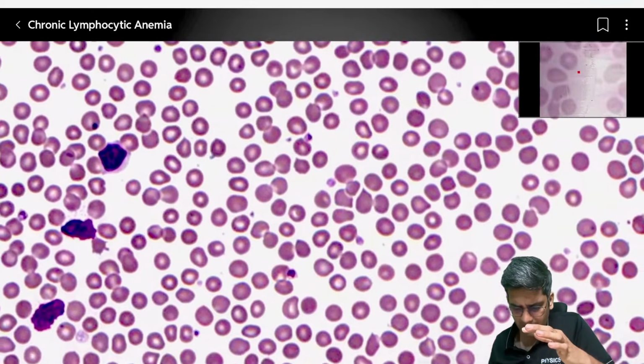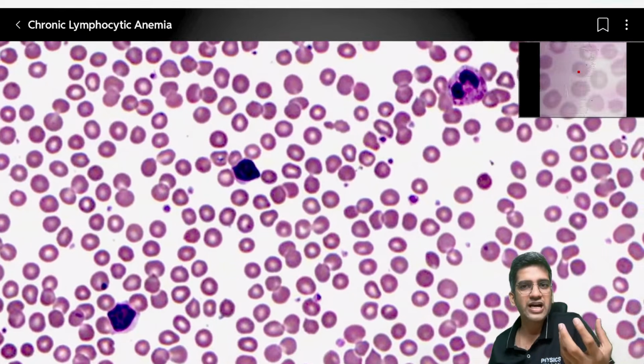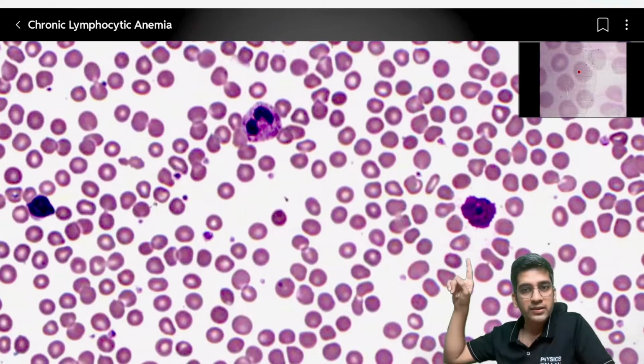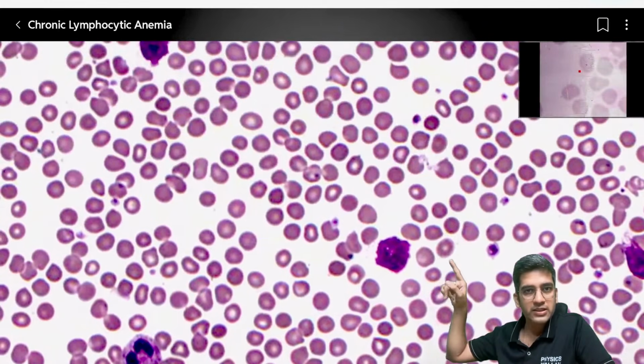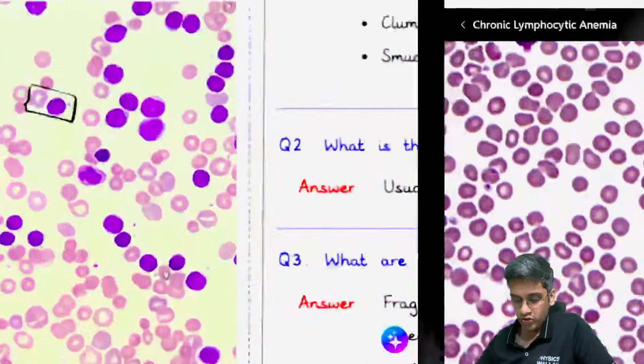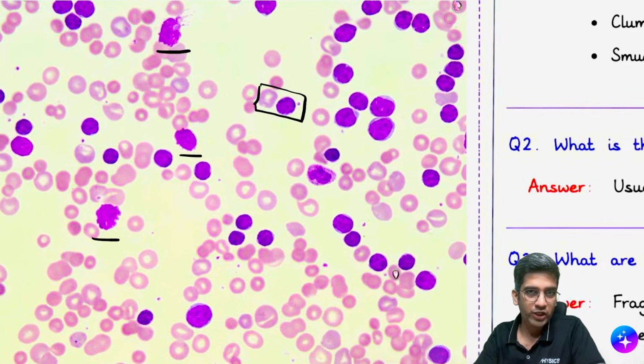Not always will you appreciate that. It's based on the staining. If it's a dark stain, I won't be able to appreciate them. But the smart cells are a diagnostic of the disease, that is chronic lymphoid leukemia, right?